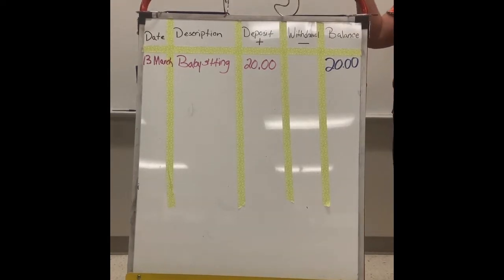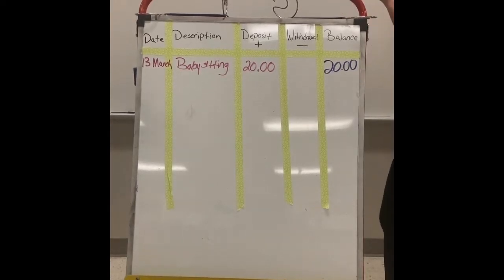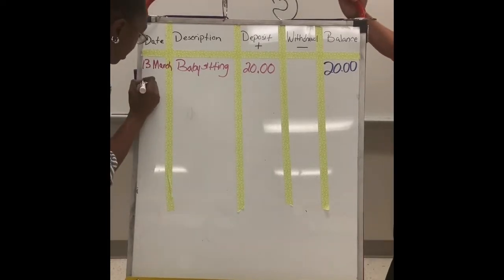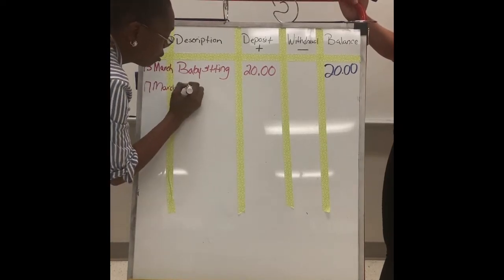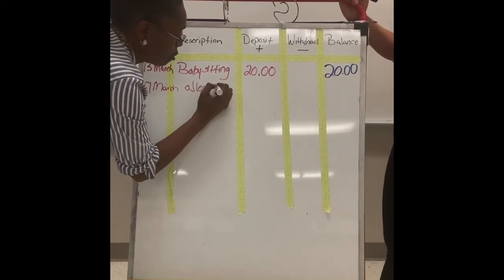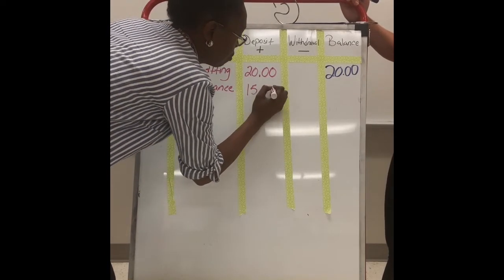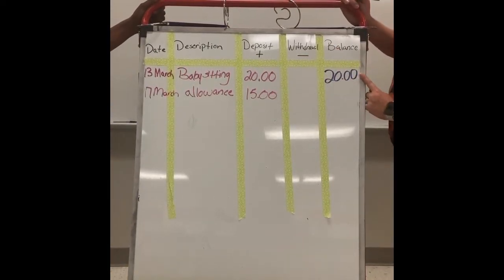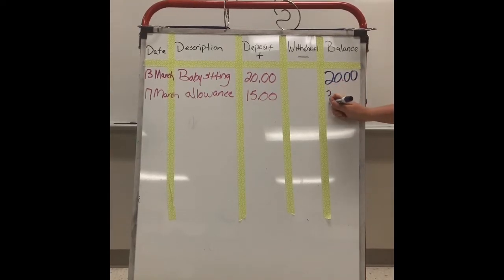I did a great job babysitting, and the next thing I got was maybe my allowance that week. So I got a $15 allowance on the 17th. Let's say the 17th, the end of the week. Now my balance would be the $20 that I had before plus the 15. So 20 plus 15, we're going to be at $35.